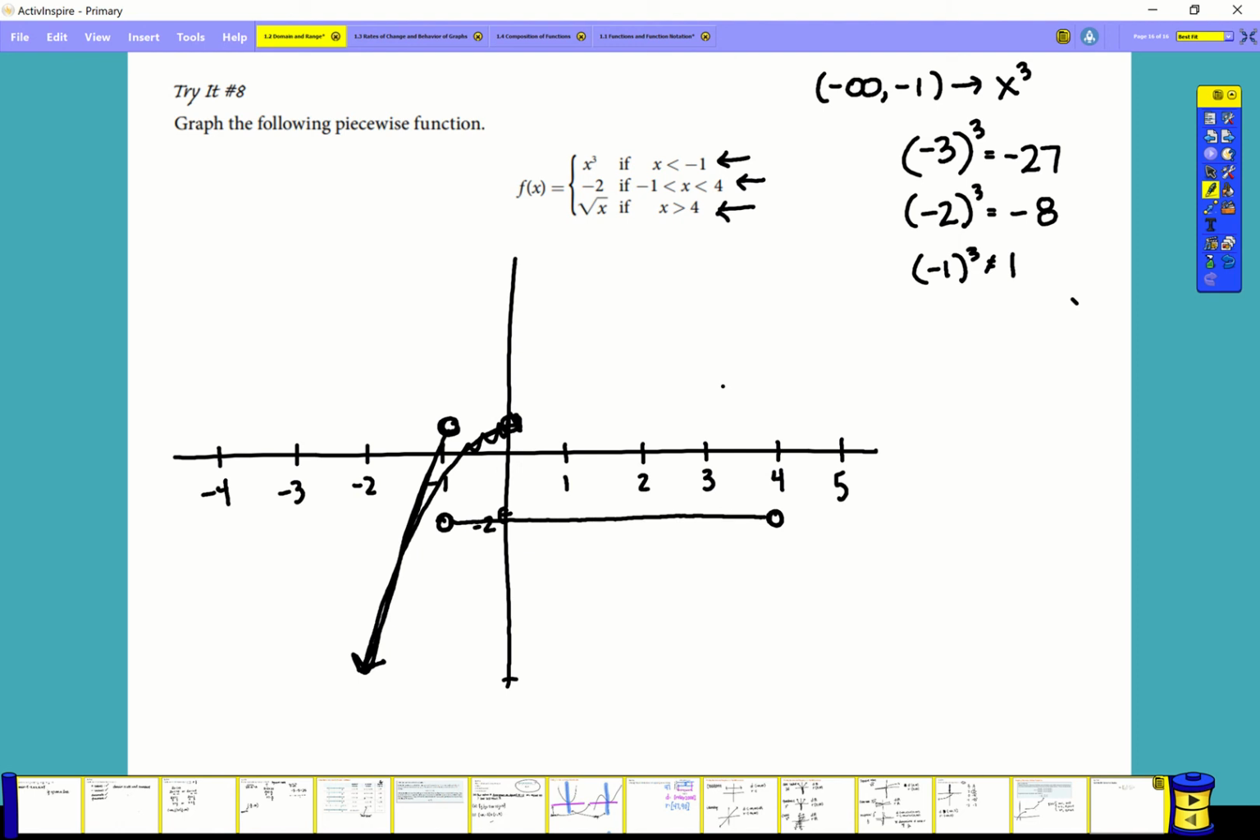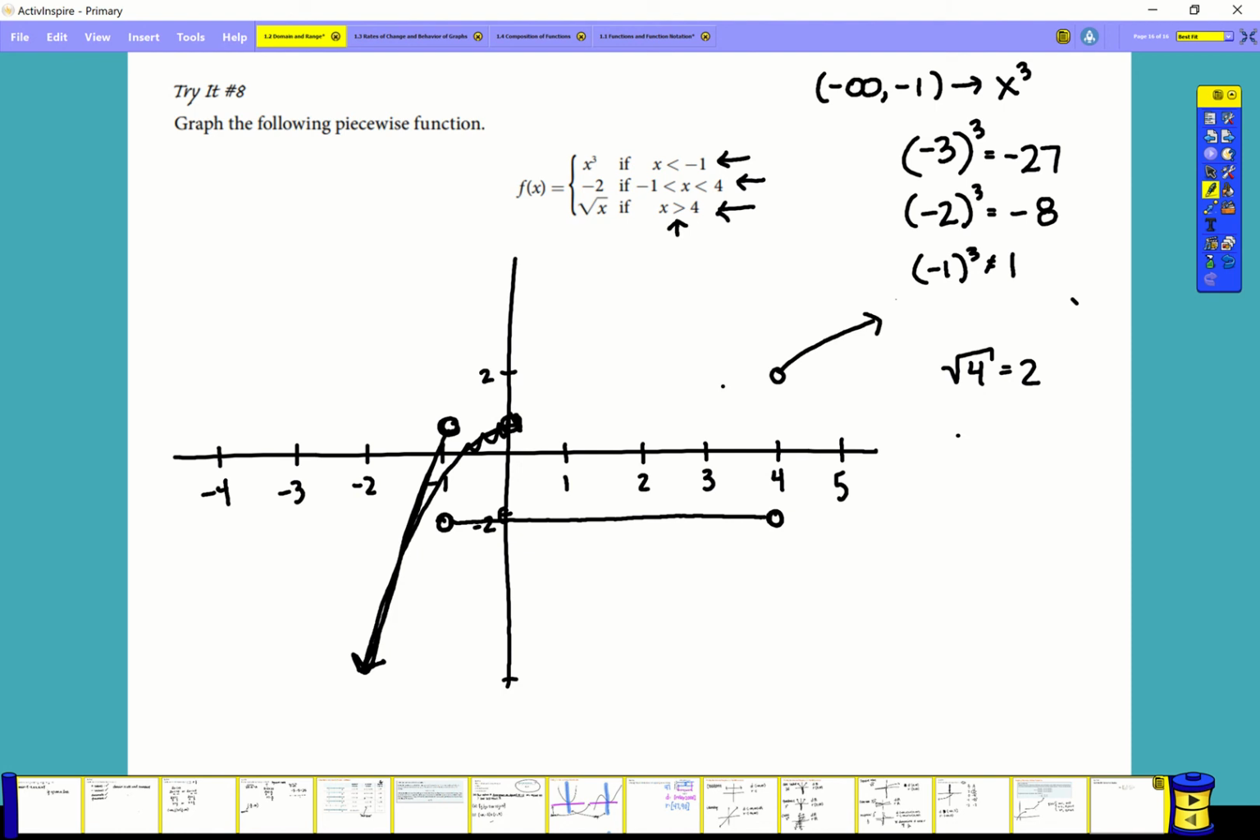And then when x is greater than or equal to 4, it's going to be the square root of 4, and that's equal to 2. But remember, it's not equal to 4, so that means it's not going to be equal to 2, so we're going to need an open circle. That's 2, right here. Now it's just going to go off in this direction somehow.